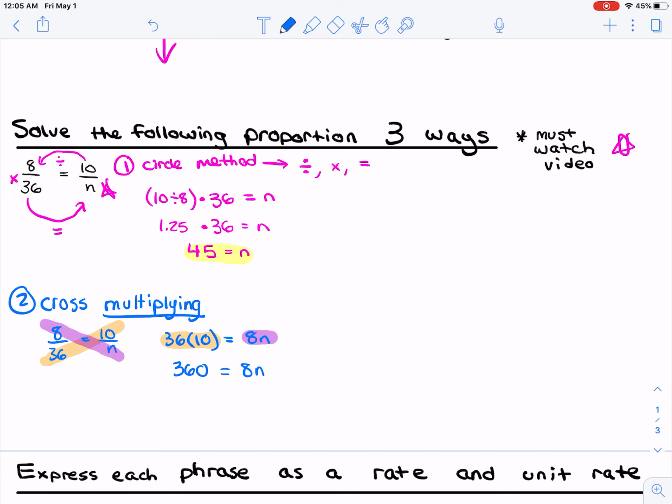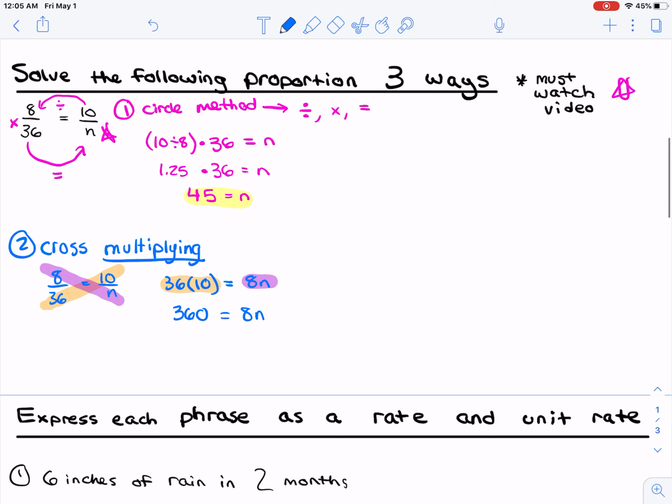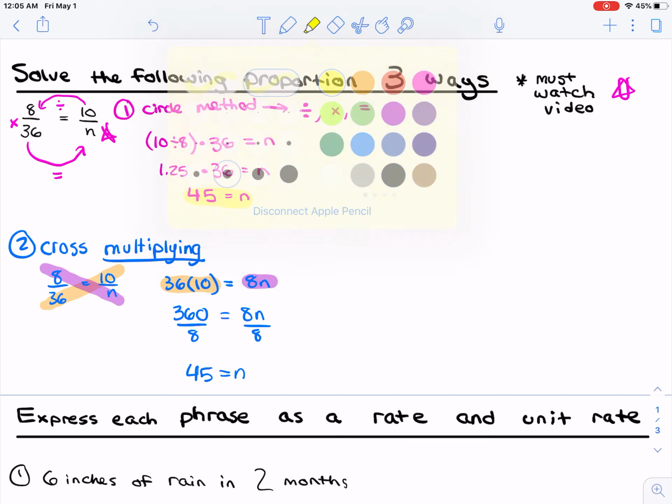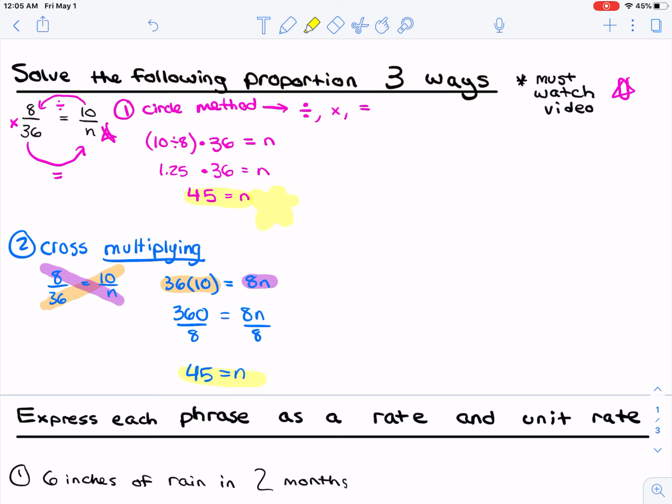And now this is just like you guys have been doing for the last few weeks, solving for n. So how do you undo multiplying by 8? You divide by 8. So 360 divided by 8, you can go ahead and check that on your calculator, but we do get 45 equal to n again. So since we got that both ways here, up here and down here, we clearly are doing the problem right, okay?